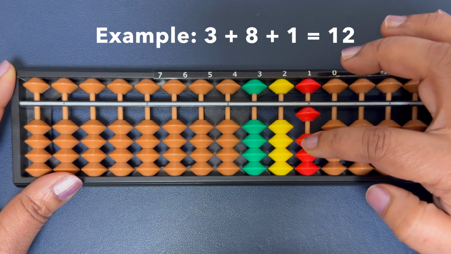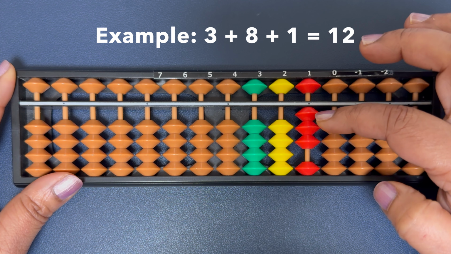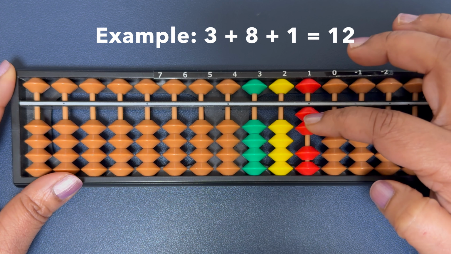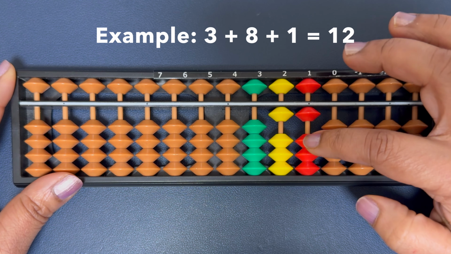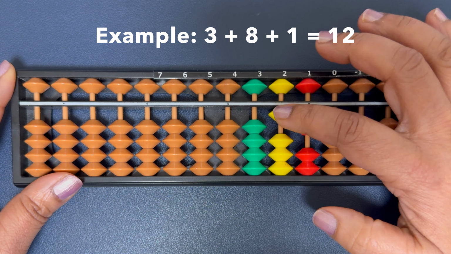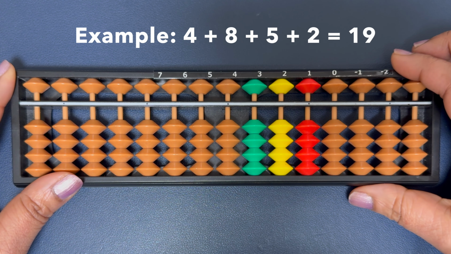Okay. Now 3 plus 8 plus 1. Add 3, 1, 2, 3. For 8, take 2. Yes, make 10 rule. You have to see. Add 10. And then plus 1. Answer is 10, 11, 12. Answer is 12.